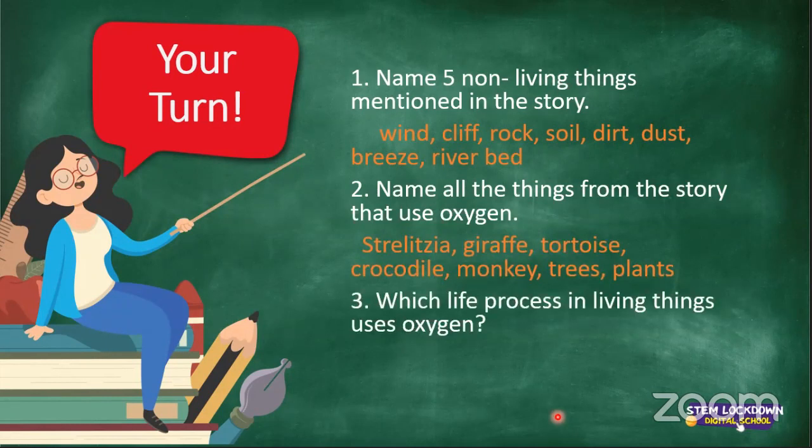Okay, our next question. Which life process in living things uses oxygen? Now to answer this question, you are going to have to look at all those 7 life processes and see under which one oxygen falls. Think back on the 7 life processes. Under which one does oxygen fall? Is it moving? Is it excreting? There we go. I'm seeing the answers coming through. There you go. You have it. Absolutely right. It falls under breathing.